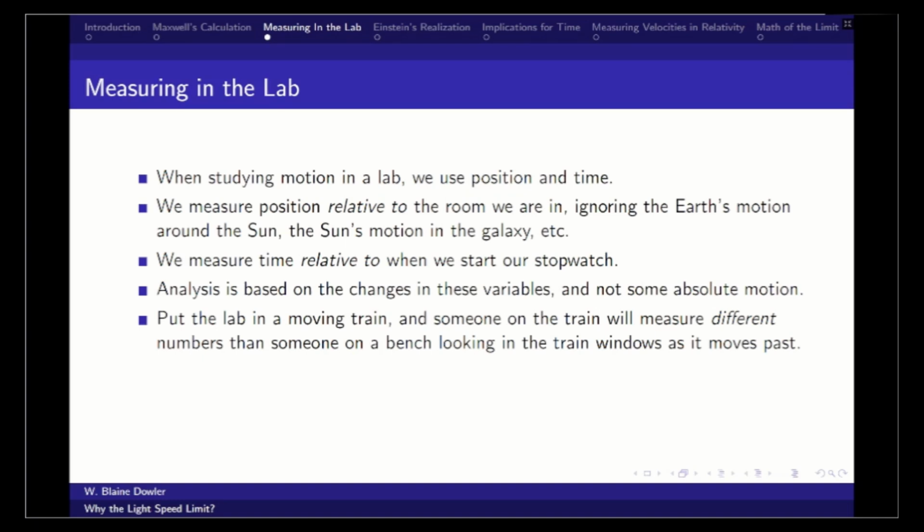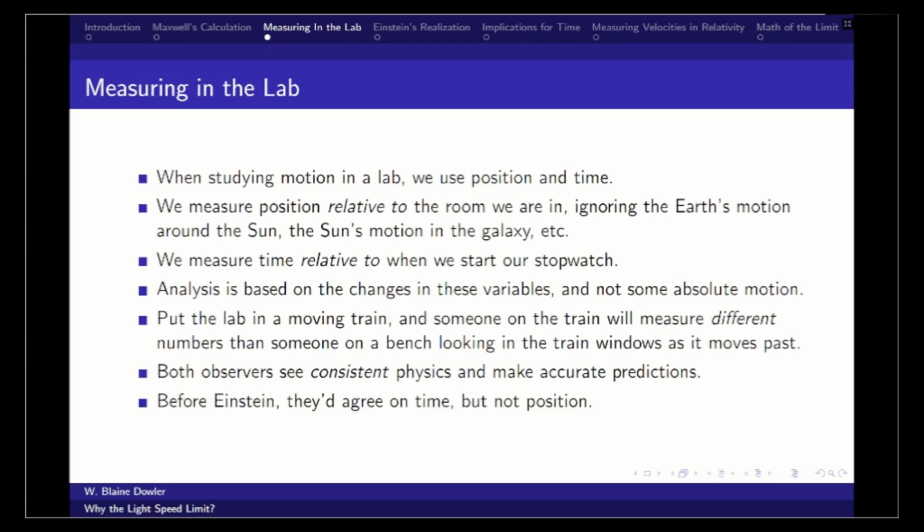If you were to put your lab in a moving train, as Einstein's thought experiments did when he was explaining things in the theory of relativity, someone on the train will measure different numbers for the position than someone on a bench looking in the train windows as it moves past. Both observers will see consistent physics and make accurate predictions. Before Einstein, they would agree on the time, or at least we thought they would agree on the time, but not the position. And we'll talk about why that is in a moment.